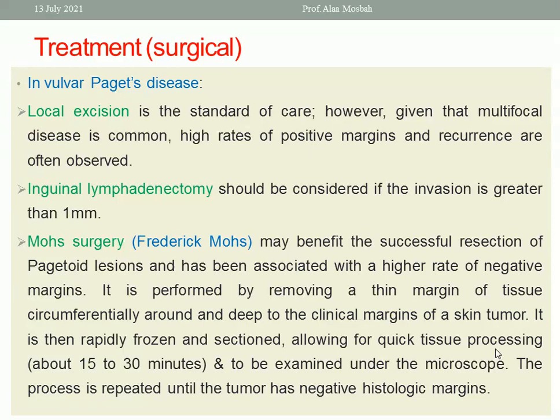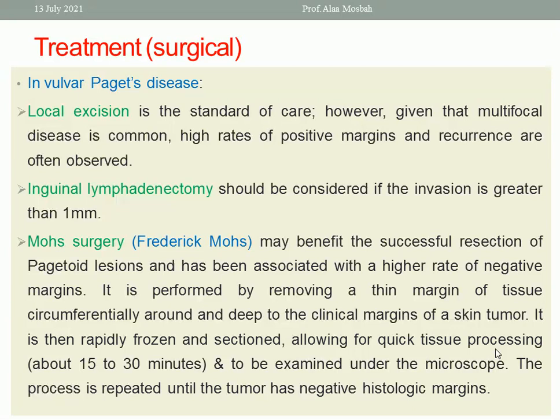Moh's surgery belongs to Frederic Mohs, and this operation is named after the surgeon who described it, Frederic Mohs. This surgery may benefit the successful resection of vegetating lesions and has been associated with a higher rate of negative margins. It is performed by removing a thin margin of tissue circumferentially around and deep to the clinical margins of the skin tumor. It is then rapidly frozen and sectioned, allowing for quick tissue processing within 15 to 30 minutes. You can get the result of examination under the microscope. The process is repeated until the tumor has negative histologic margins.